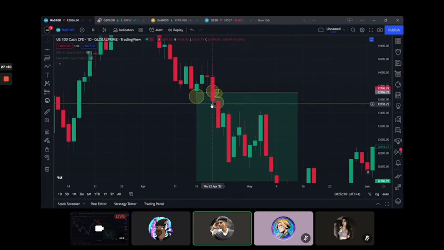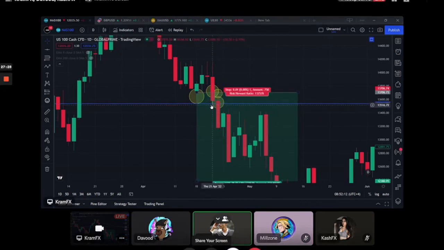We're looking for a break into our area. We're looking for a retest of our entry point. We're looking for the rejection of our entry point. And we're looking for the break of previous structure, which is the break of the previous candle high or low, the first candle that goes within our box.